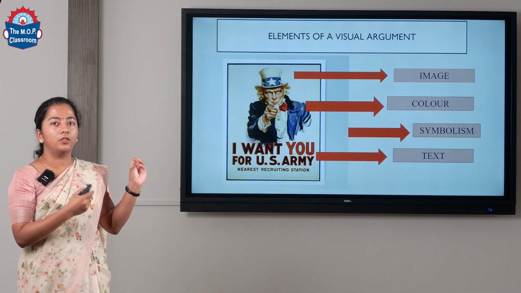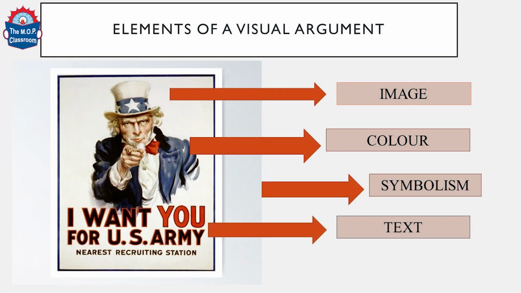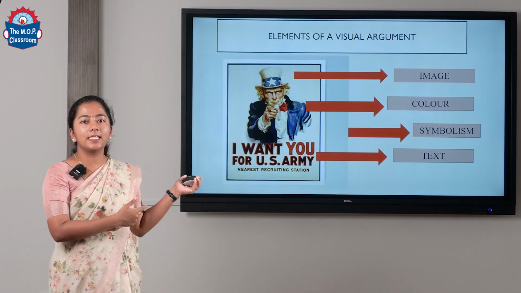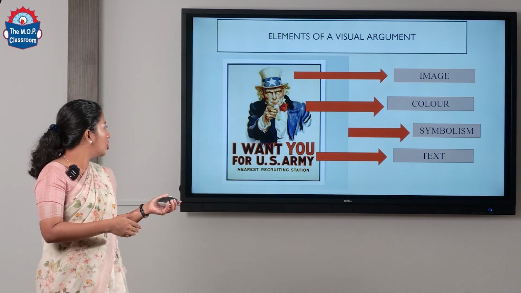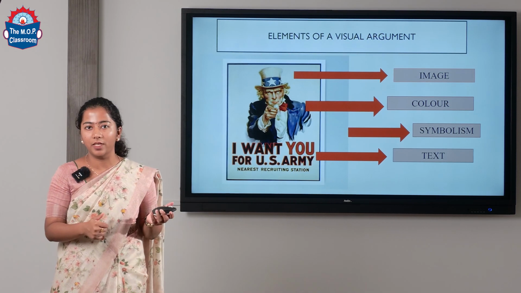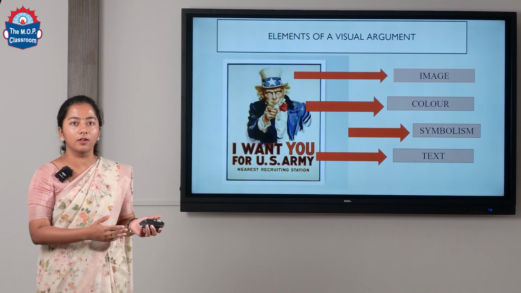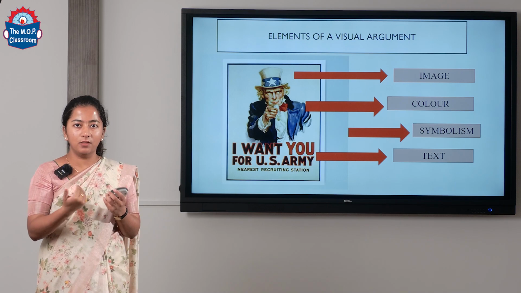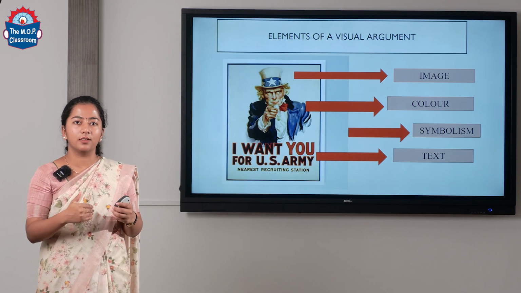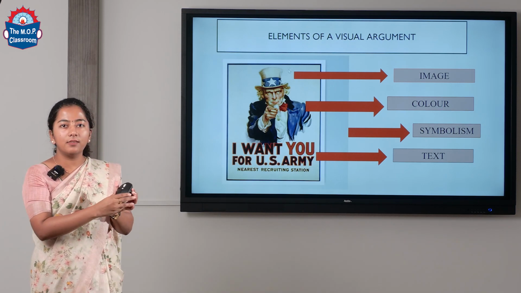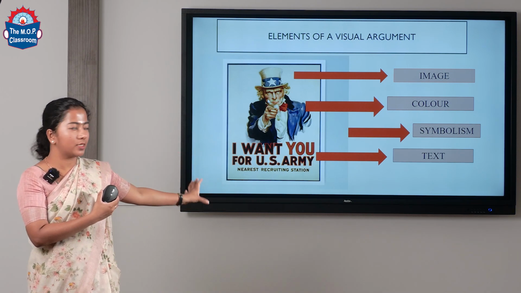Now, what does he want to say? Look at the text: I want you for US Army. If you focus, the U is in red color. So the text tells us, I want you to join, I want you for US Army, right? If you notice, the emphasis is on you, and it is in red color. So it is aimed at us, the viewers, the immediate audience, all right? So that is the textual part of it.